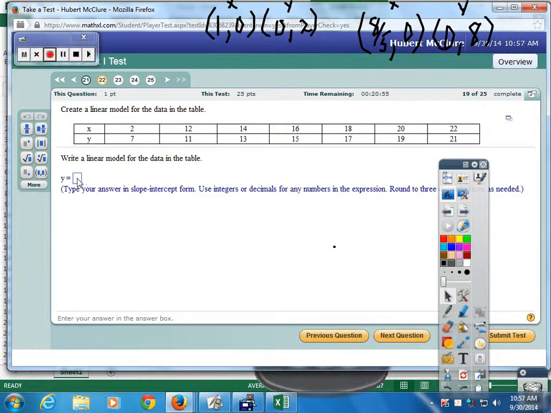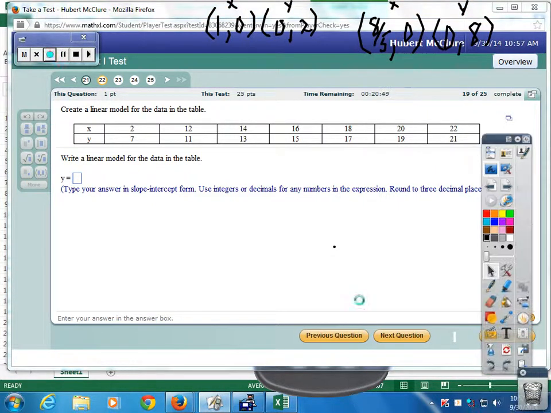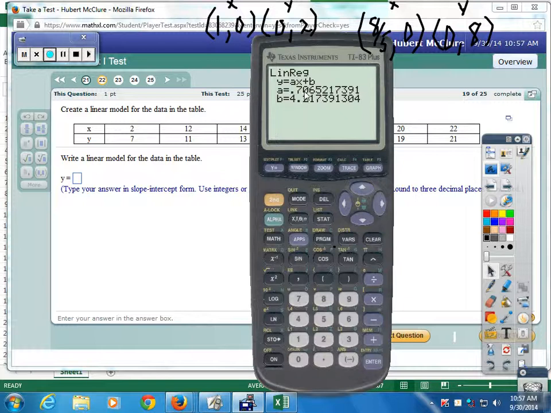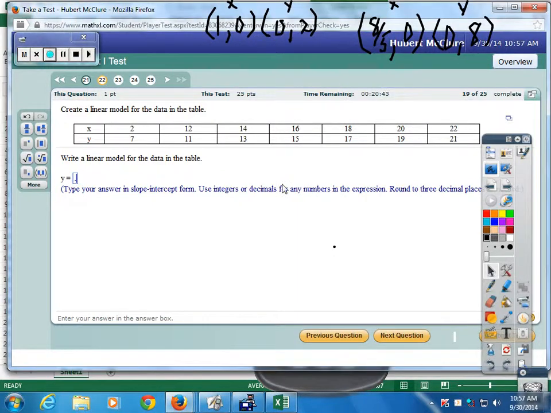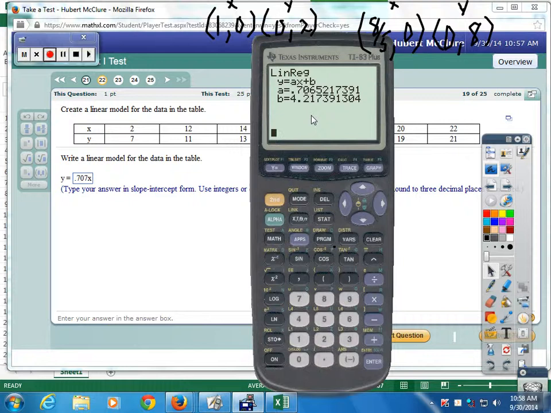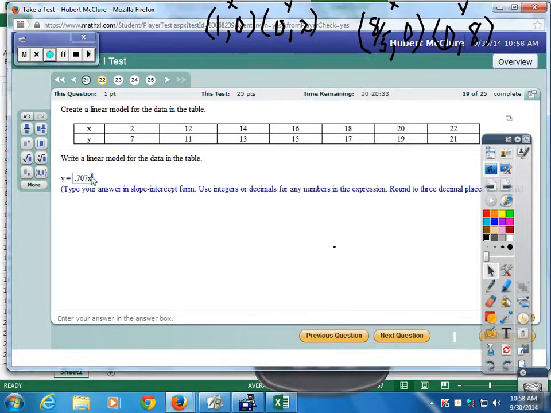Y is equal to 0.7. It says round to what? 3 decimal places. So that's going to be 0.707x plus 4.217. Next question.